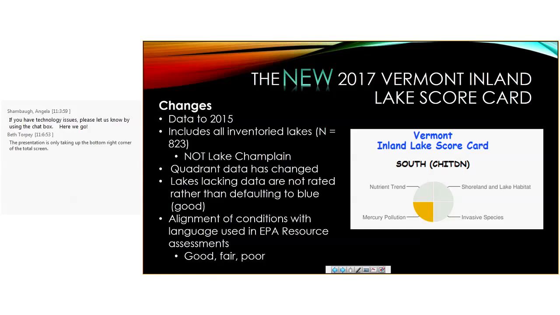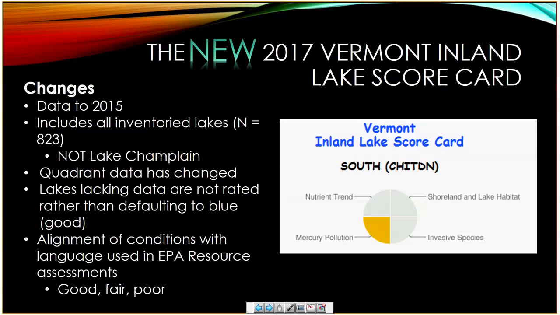The other thing that's changed is you'll notice in this particular example of the scorecard there is a lot of gray. In the earlier version of the scorecard, when we did not have information, we listed that quadrant as being in good condition and showed it as a blue color. We've decided that that's not a good way to represent those lakes that don't have information, so for now, and moving forward, when we do not have information about a particular set of data, we'll color that quadrant gray. And then finally, we're also using terminology that fits better with the EPA resource assessment, so good, fair, and poor, as compared to good, fair, and reduced, which is what we had used previously.